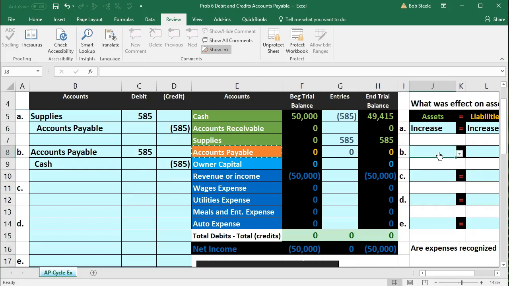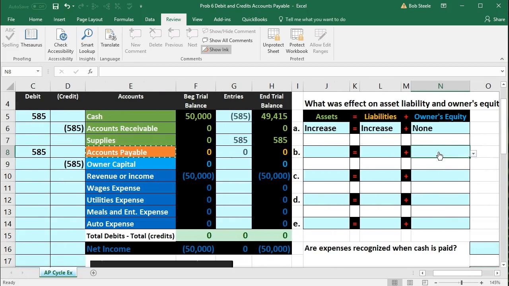Effect on the accounting equation. We're going to say that cash is going to go down, therefore assets are going down. The liabilities are going down as well. And there's no effect on the equity section.